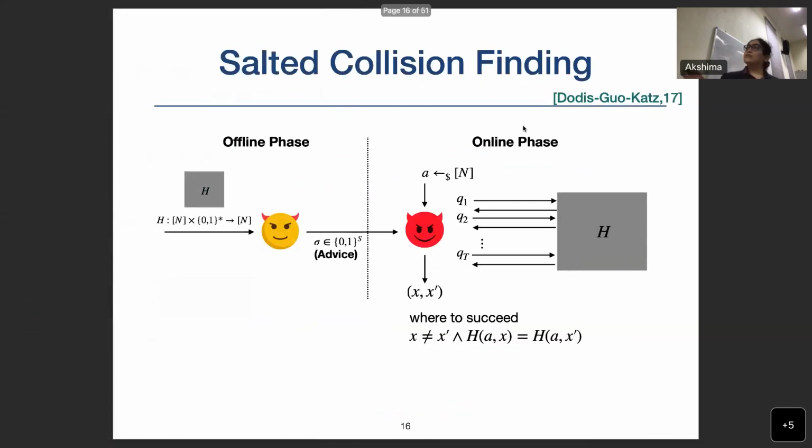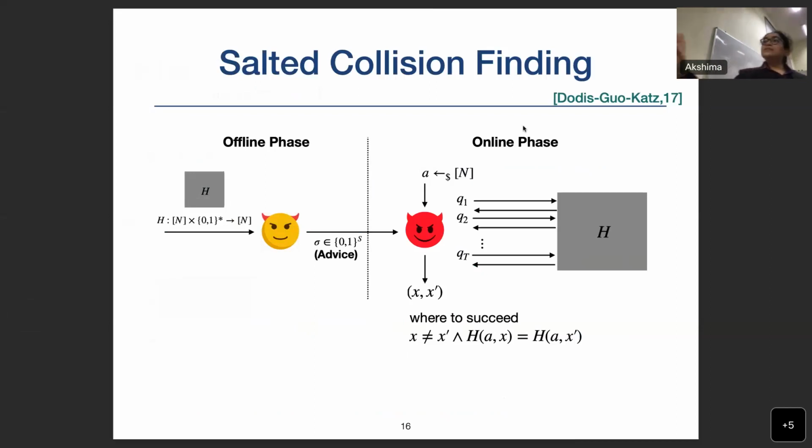So Dodis, Guo, and Katz in their 2017 paper said for pre-computation, it's meaningful to study the collision problem only if we look at salted hash functions. And salted hash functions, you can think of this as a way of domain extension. Also you can think of them as, instead of attacking a function, now you're attacking a family of functions. So this just does domain extension. Your advice remains the same. You're extending the domain, and now this should make finding collisions hard even with pre-computation.